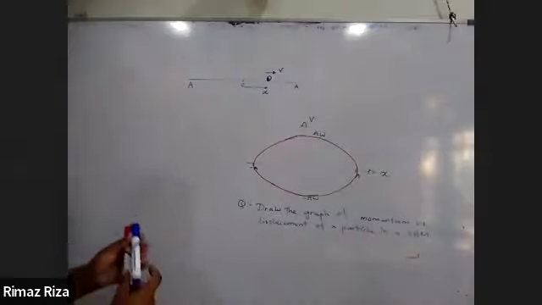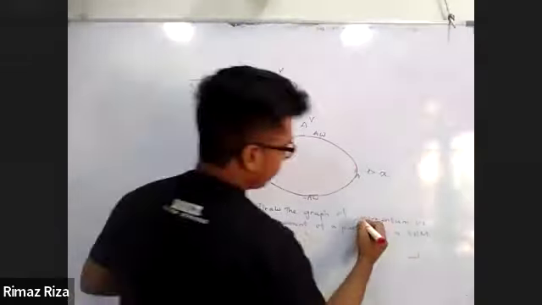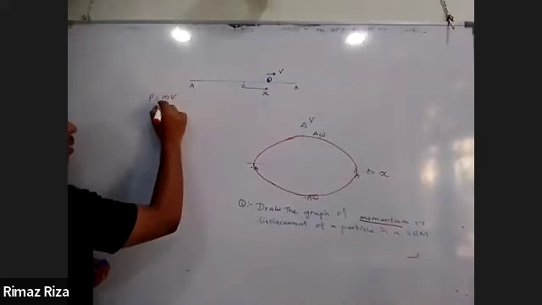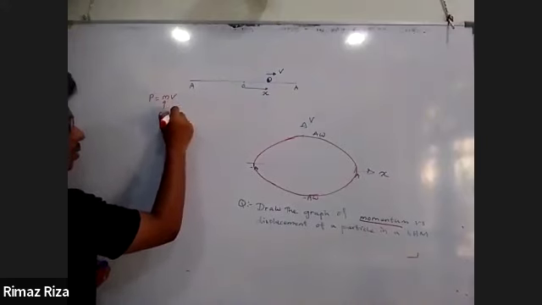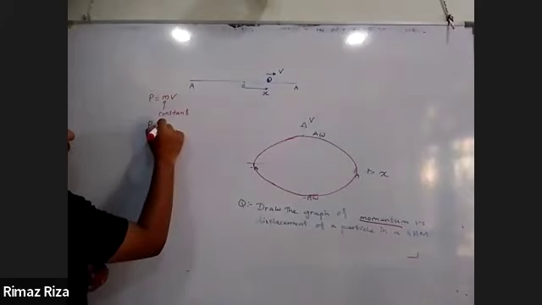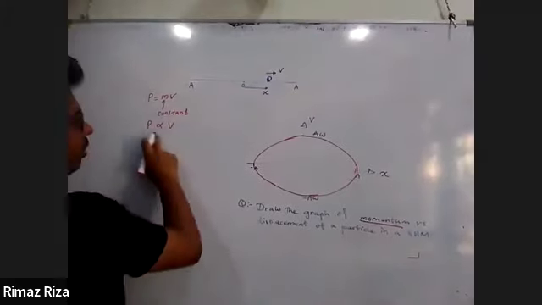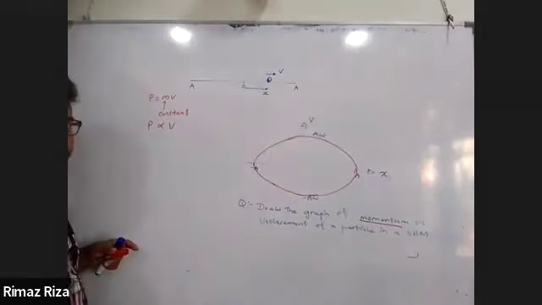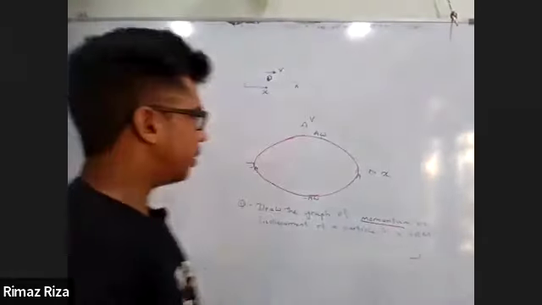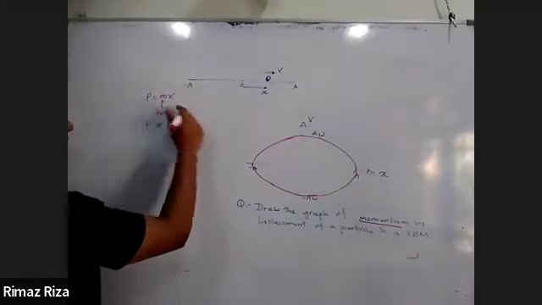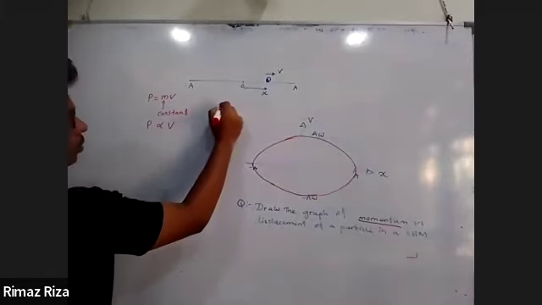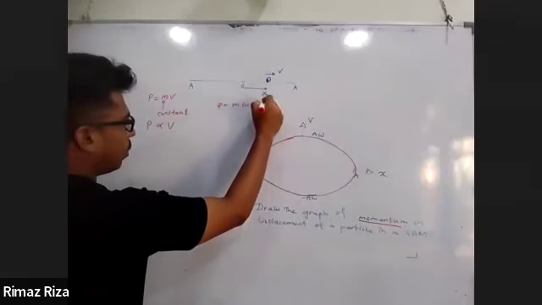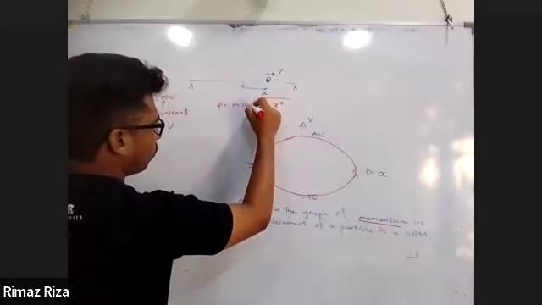So the momentum of the particle is given by P equals mv. Since the mass of the particle is constant, P is proportional to v. Therefore, the momentum has the same variation as the velocity. So we write the momentum as P equals mass times velocity, which is m omega times the square root of a squared minus x squared.